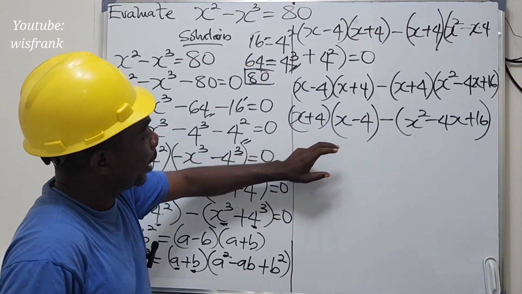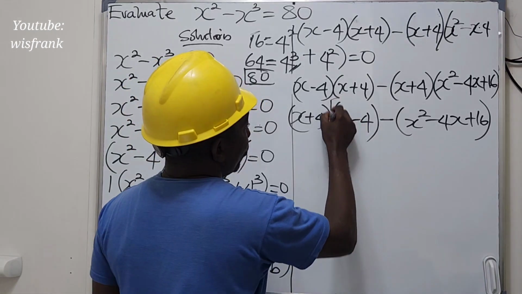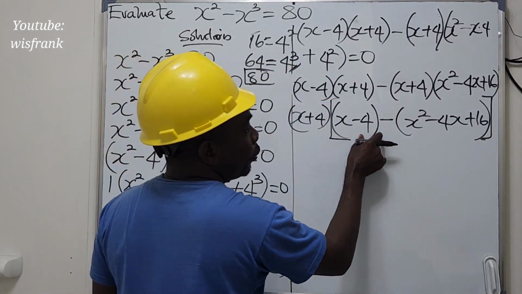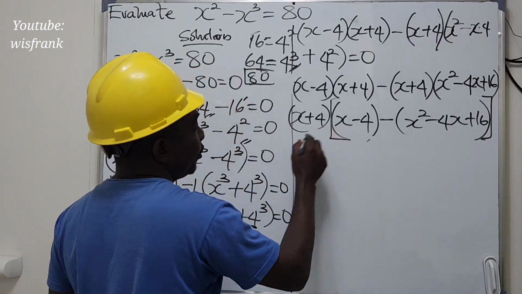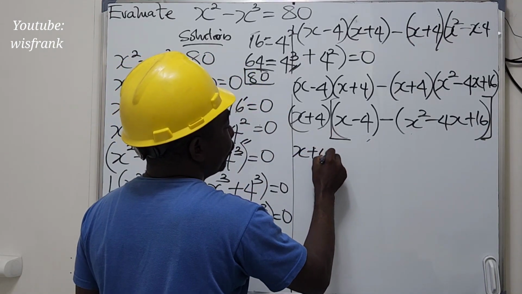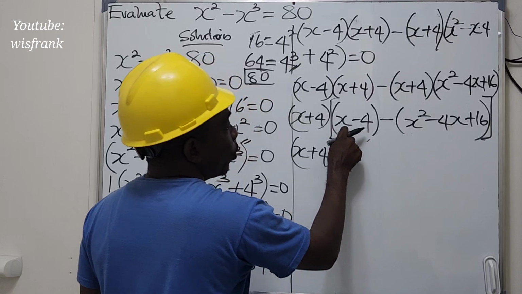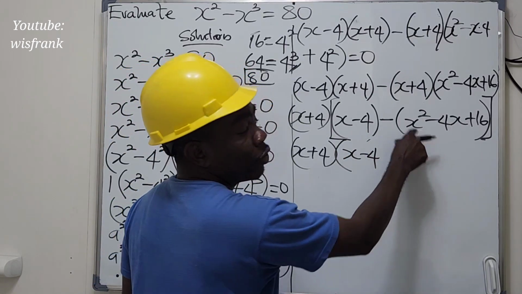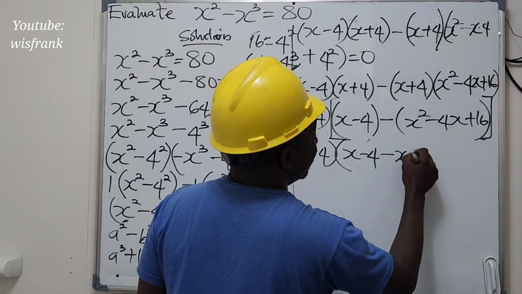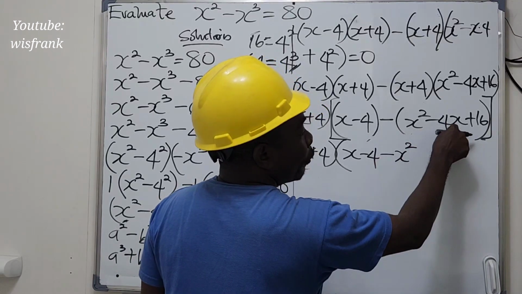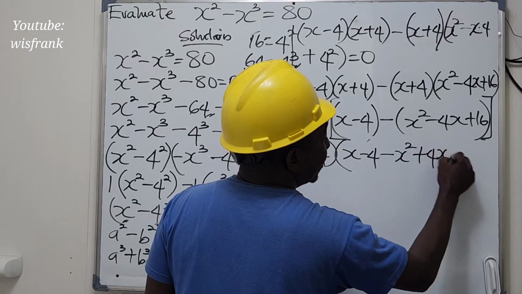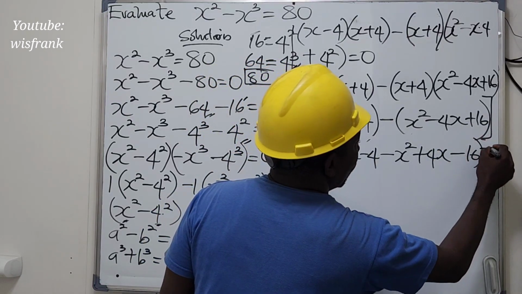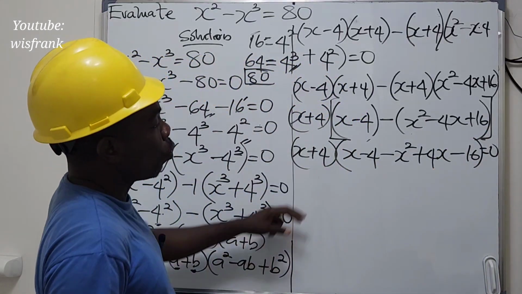Now you can see that, because this is into this, we have this bracket here. What we are going to do is clear this parenthesis inside. So this will become x plus 4 into x minus 4. Minus times x to the power of 2 will give us minus x to the power of 2. Minus times minus 4x will give us plus 4x. Minus times 16 will give us minus 16. All equals to 0. So that is what we have now.